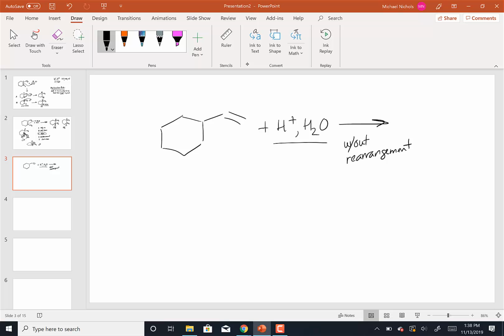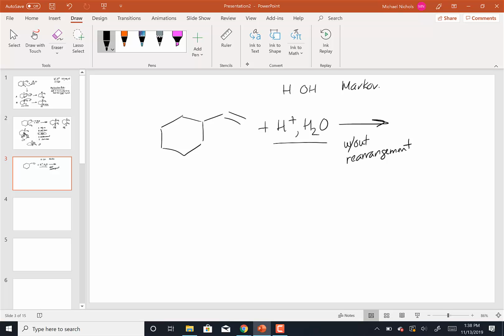My question number 1, I'm adding H plus H2O. So what am I adding? What is my final product going to have? What's going to be attached to a double bond? An H and an OH. How am I adding it? Markovnikov? We're not into anti-Markovnikov yet, so in this case it's Markovnikov.